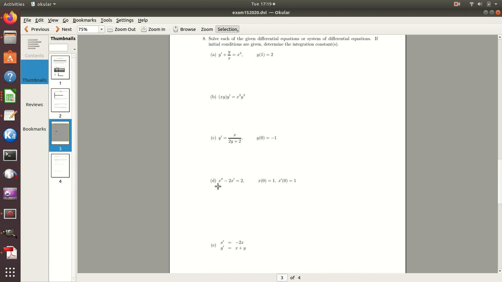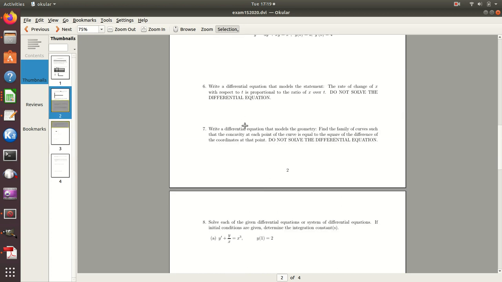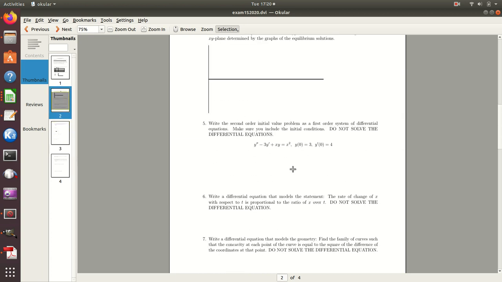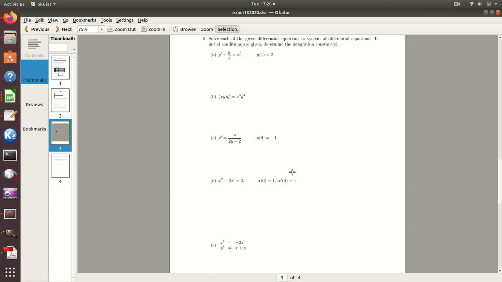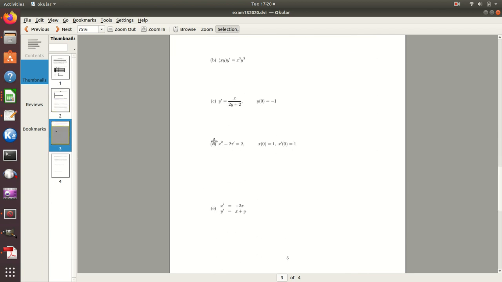Oh, and I'm sorry, I see this x double prime minus 2x prime equals 2. Actually, I jumped into this video. I'll have to look back, but I think on this one, this was meant to be a harder one. On this first exam, I don't think we've done second order equations yet, other than to rewrite them as first order equations like we did up here. So I don't think that was the point on this one.